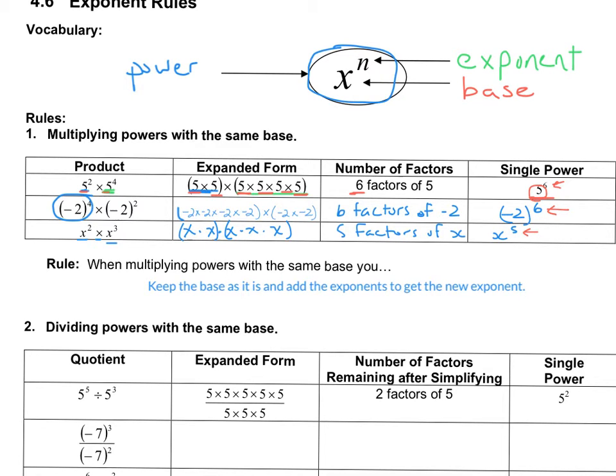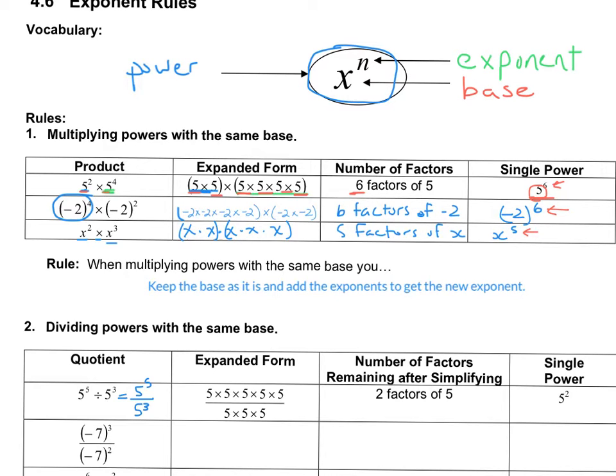And now we're going to look at what happens when we divide powers with the same base. So for my example here, I have 5 to the 5 divided by 5 cubed. On the top, we have 5 factors of 5. This 5 to the 5 divided by 5 to the 3 could be written as 5 to the 5 over 5 to the exponent 3, since the divide sign can be written as a fraction line. So we've got 5 factors of 5 on the top and 3 factors of 5 on the bottom.